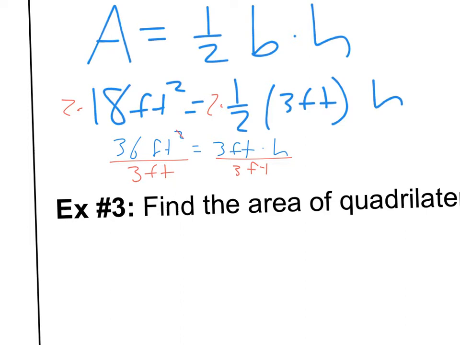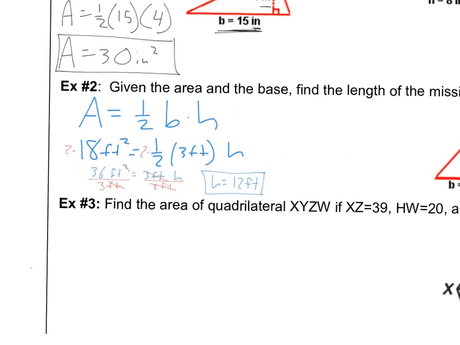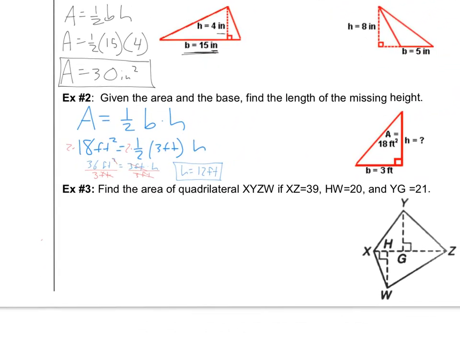3 feet, that means that 1 unit of feet is going to cancel out. 36 divided by 3 is 12. This cancels out here, so you're left with the height equals simply 36 divided by 3 again is 12 feet. And there we have kind of used the same formula for area, but worked backwards to find the height.